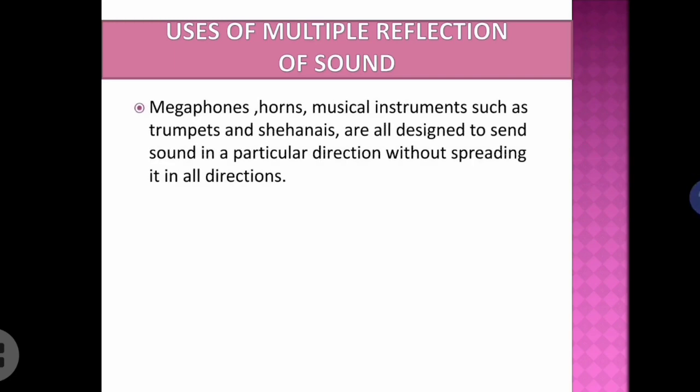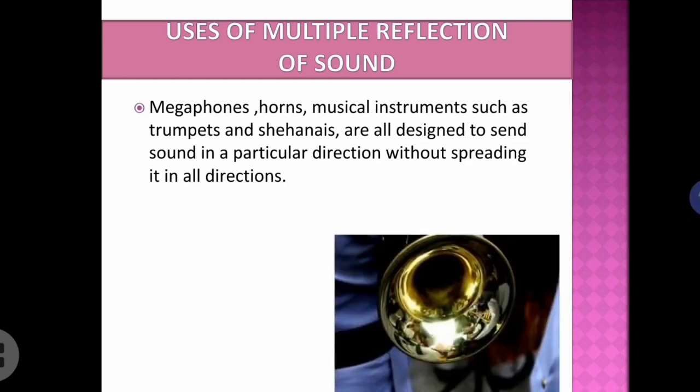But in some cases this multiple reflection is desirable. We make use of this multiple reflection of sound in several cases. Certain instruments like megaphones, horns, and similarly trumpets are all designed to send sound in a particular direction without spreading it in all directions. Making use of this multiple reflection, sound is made to move in a particular direction only, without spreading in all directions.